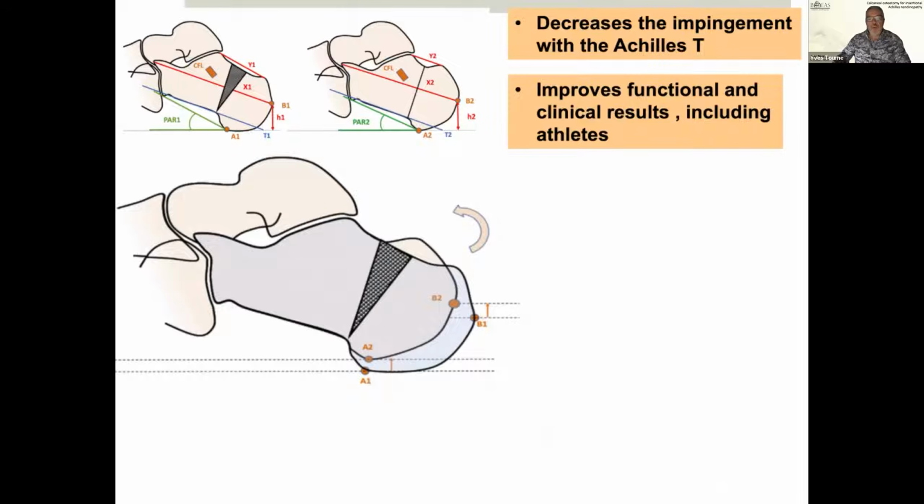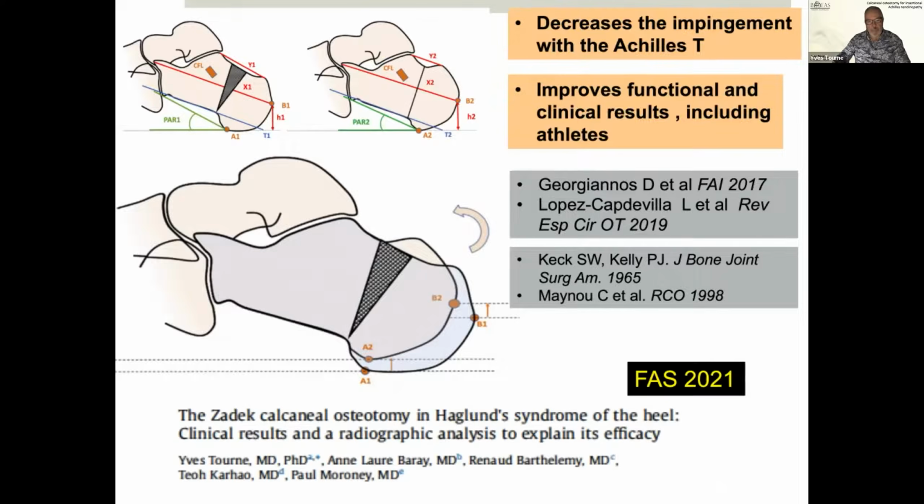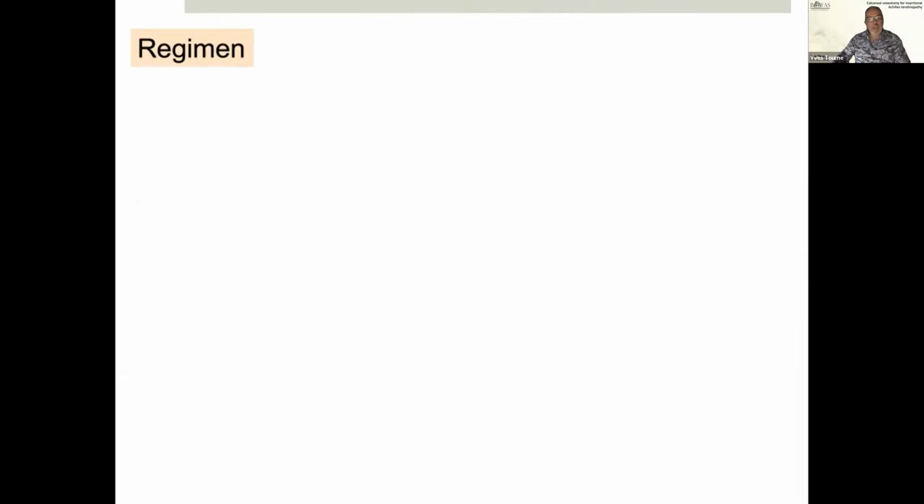Oh yes, but you cannot treat athletes better with this. Yes, we can. And there is a publication reported in the very recent literature focused on the interest of the Zadek in the athlete population. And so we published our second publication on the Zadek. We published our clinical and radiographic analysis and results about 52 cases.